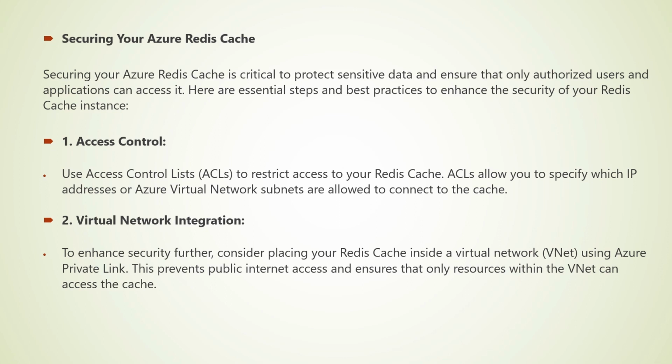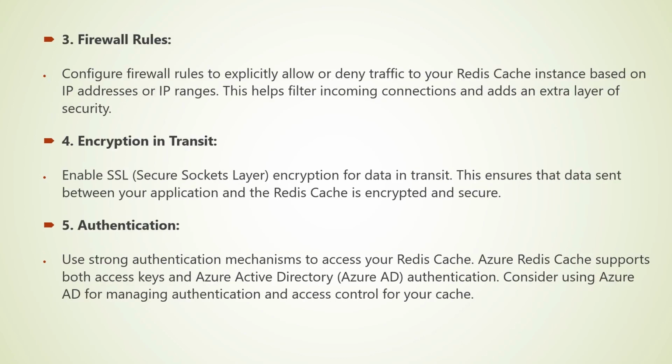Link. This prevents public internet access and ensures that only resources within the VNet can access the cache. Firewall rules. Configure firewall rules to explicitly allow or deny traffic to your Redis cache instance based on IP addresses or IP ranges. This helps filter incoming connections and adds an extra layer of security. Encryption in transit. Enable SSL (Secure Sockets Layer) encryption for data in transit. This ensures that data sent between your application and the Redis cache is encrypted and secure.